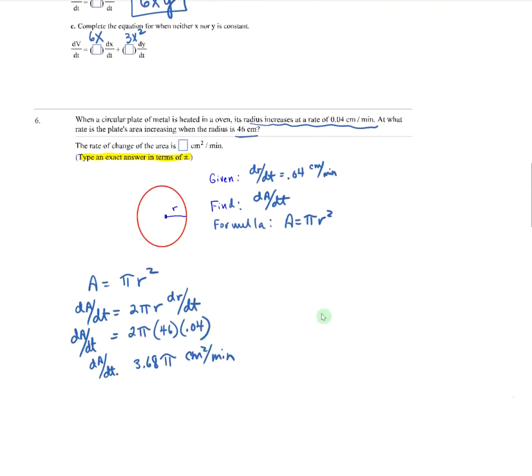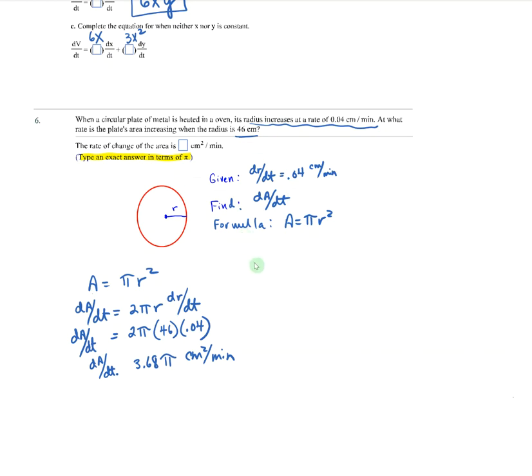When a circular plate of metal is heated in an oven, its radius increases at a rate of 0.04 centimeters per minute. At what rate is the plate's area increasing when the radius is 46 centimeters? So this is expanding in the oven. The rate of change of the area, but we're given that the radius is changing. So dr/dt is 0.04 centimeters per minute. We're supposed to find how the area is changing, so find dA/dt when the radius is 46.